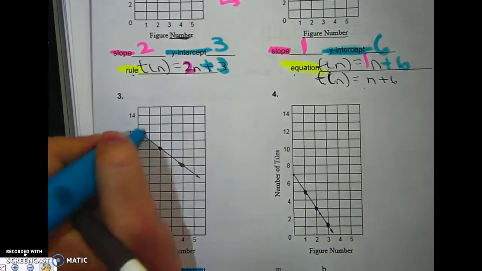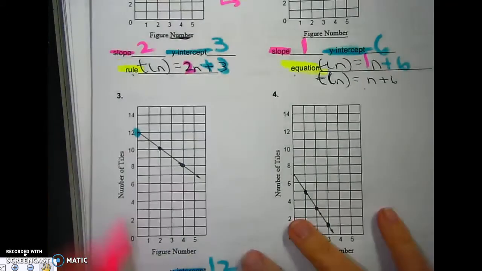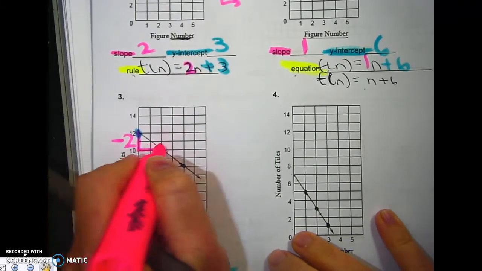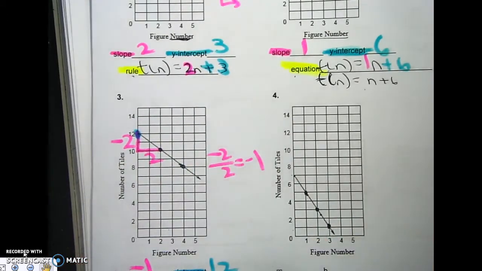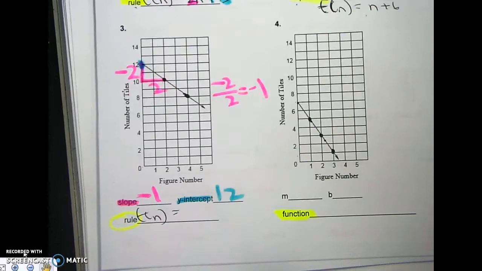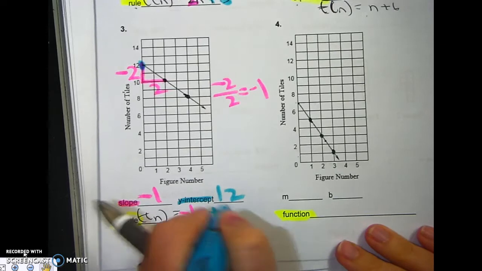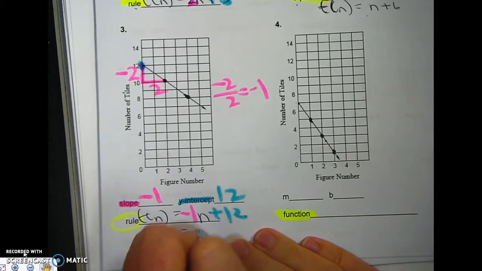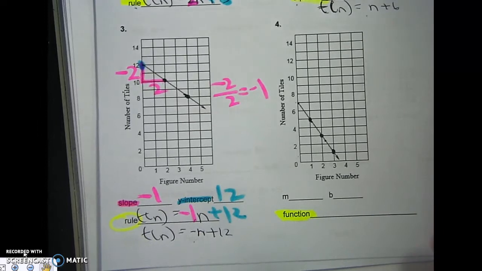The y-intercept, 12. Now in the previous ones we were going up and right, but this time we're going down and right. Down 2, down means negative. Right 2, negative 2 over 2 is negative 1. Now I'm ready to write my rule, still talking about tiles. T of n equals negative 1n plus 12. Now whenever we're dealing with the 1, if we can be fancy, we want to do it. T of n equals negative n plus 12. I'll accept either one, but if you can be fancy, always be fancy.